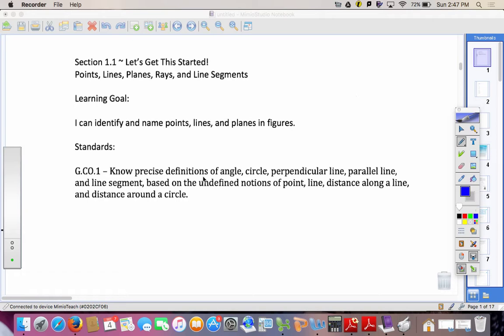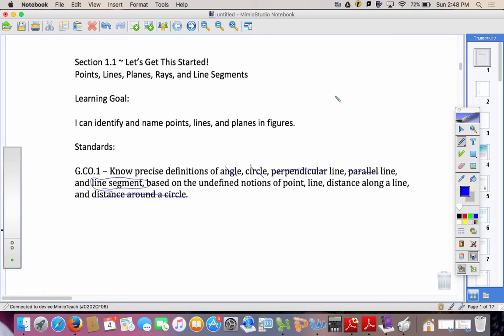The standard that we're covering is: know precise definitions of angles, circles, perpendicular lines, parallel lines, and line segments based on the undefined notions of points, lines, distance along a line, and distance around a circle. However, in this section, we are not really going to be talking about angles, circles, perpendicular, parallel. So we're going to be focusing on line segments based on the undefined notions of points, lines, and distance along a line. And again, we're not talking about circles here.